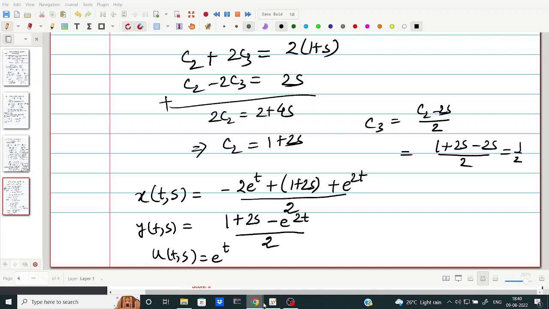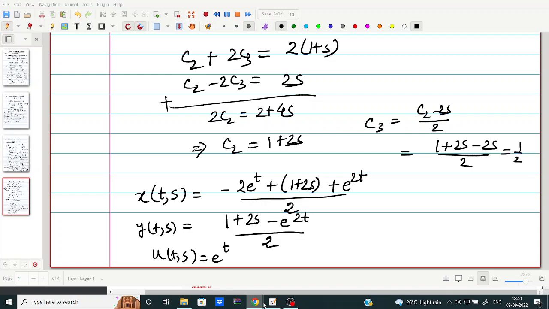This is given s and it is passing through 1 1 1. So what is s? 1, sir. So I have to put s equal to 1 to get the parametric form of the characteristic curve. Which one of the following represents a characteristic curve in parametric form?